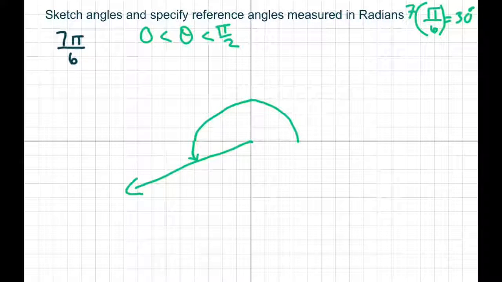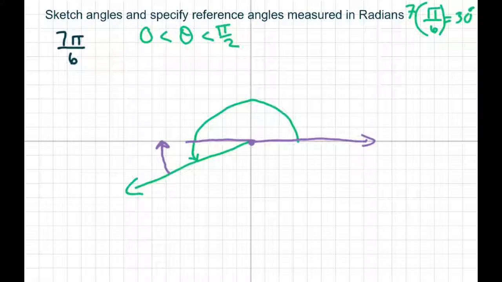And for reference angles, after you've drawn it, this is your initial side right there. From here, you always draw to the x-axis. So we know that from here to there, this was 30, which in radians is pi over 6. So our reference angle for 7 pi over 6 would be pi over 6.